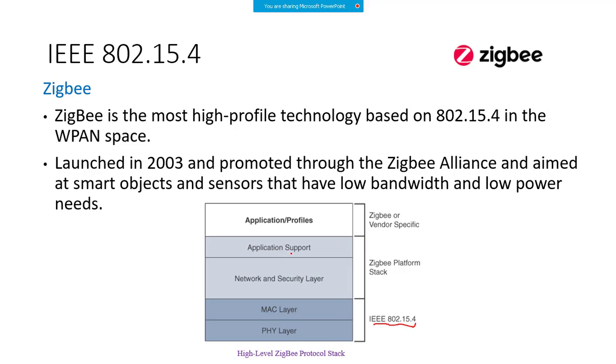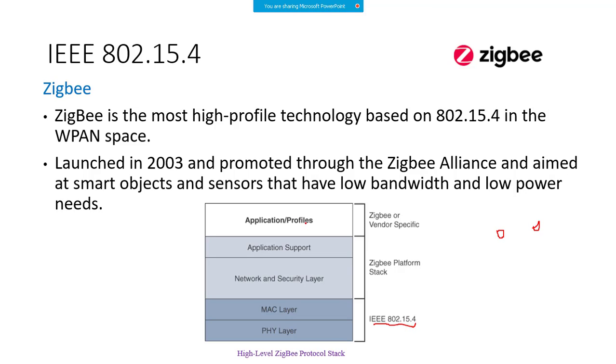Now how that magic is done: here what you have is Zigbee or vendor specific application profiles. So for example, let's say you bring two devices, and both devices have Zigbee. Now if these two devices support the same profile, even though they are from different vendors, I will tell you what I mean by profile.